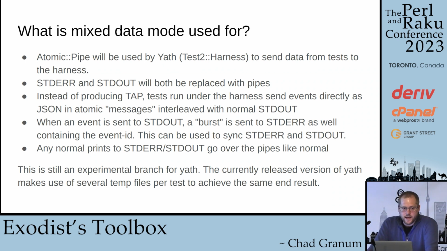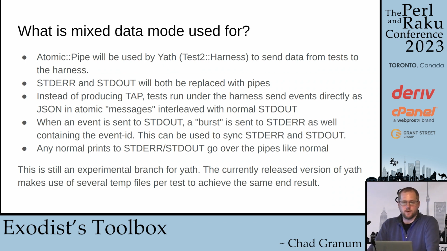As I said, I wrote this specifically for the next iteration of Yath. In the next iteration of Yath, the tests will start running with one atomic pipe on standard error and one on standard out. That means any regular prints, any diagnostic messages, will just continue to work with standard error and standard out as though it were a regular pipe.